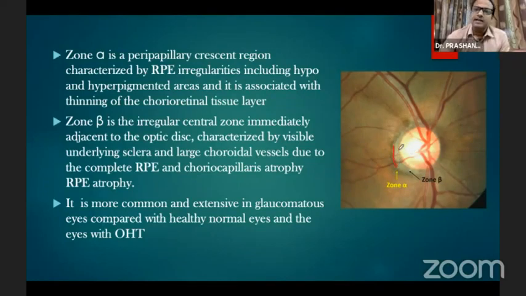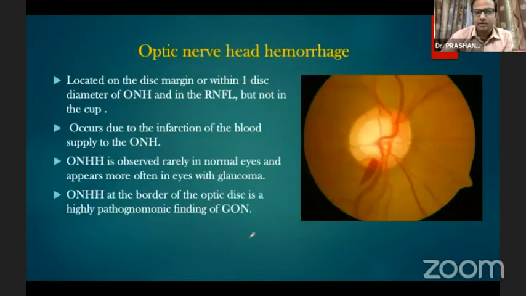Whereas zone beta is a complete absence of choriocapillaris and RPE. So the underlying sclera is visible here and choroid visible here. So that appears as a darker area, and it is more significant in case of glaucoma. And there are various studies where it's documented that zone beta is more prominent in cases of ocular hypertension and normal tension glaucoma.